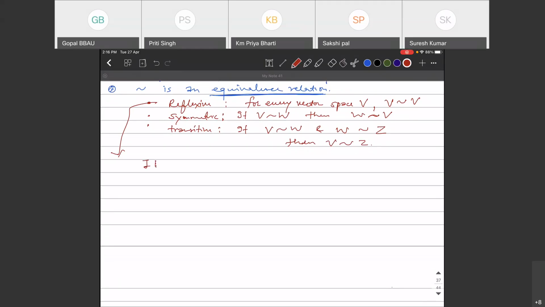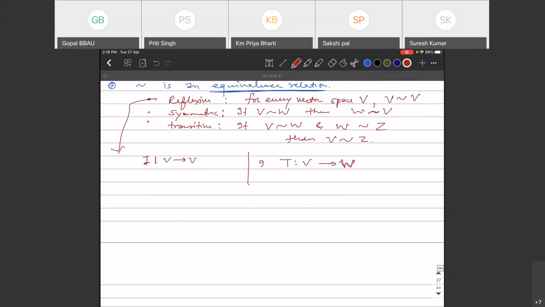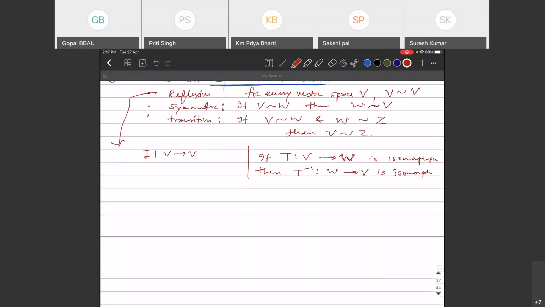So one is clear from the identity linear transformation. The identity will work for reflexivity. For symmetry, if T is an isomorphism from V to W, then you know T inverse from W to V is also an isomorphism. Correct? This will prove symmetry.